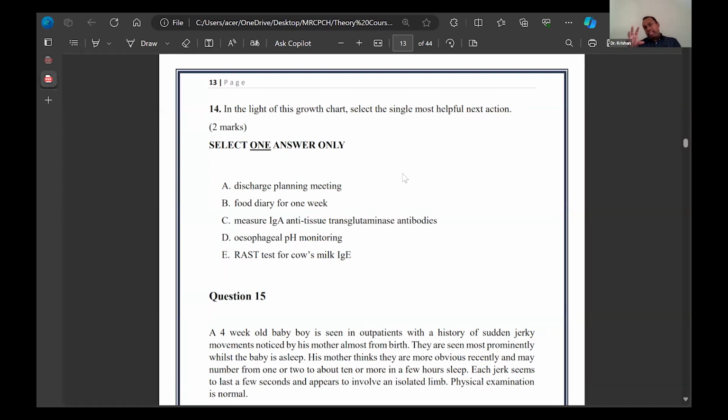Now here, it's pretty obvious. No point of checking cow's milk protein allergy because we know that it is not cow's milk. No blood in poo, nothing. Esophageal pH monitoring could have been the ideal investigation if you were seriously suspecting gastroesophageal reflux disease. Measurement of IgA transglutaminase antibody could have been the answer if you were thinking about celiac disease. Now, what should you choose? Is that food diary for 1 week or discharge planning meeting?